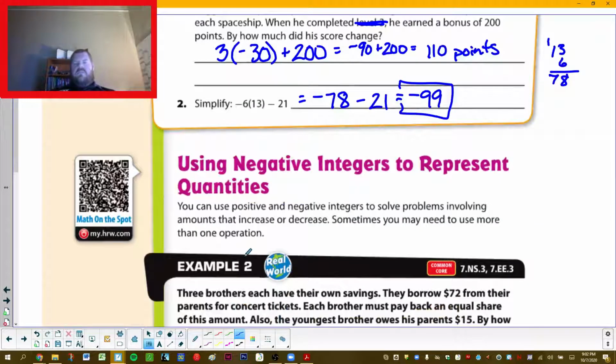Next set is about using negative integers to represent quantities. So it says that you can use positive and negative integers to solve problems involving amounts that increase or decrease. Sometimes you may need to use more than one operation.